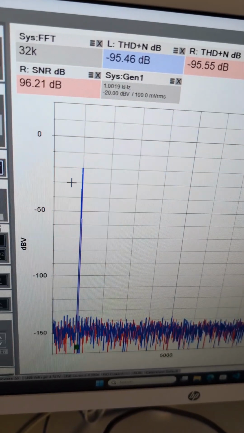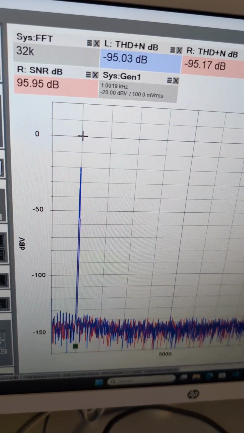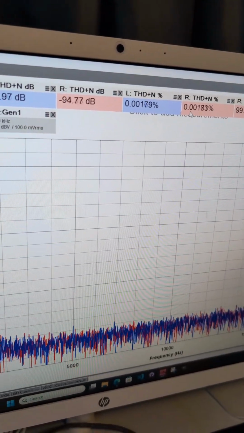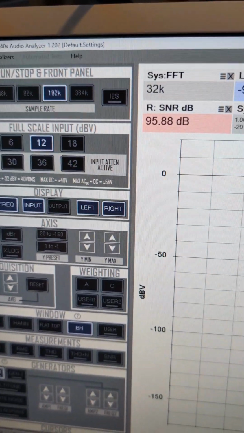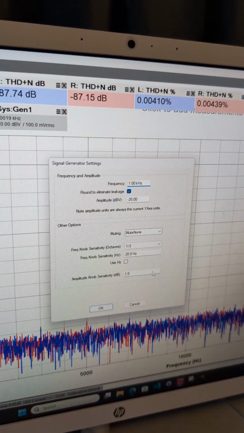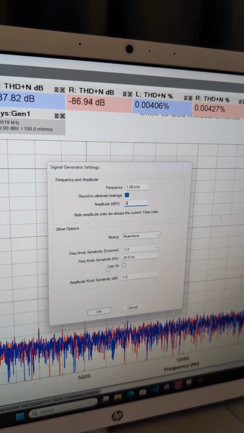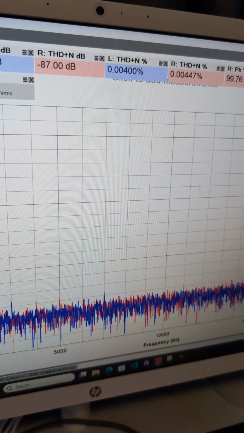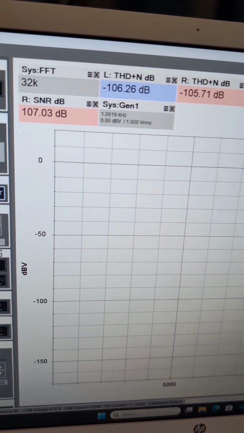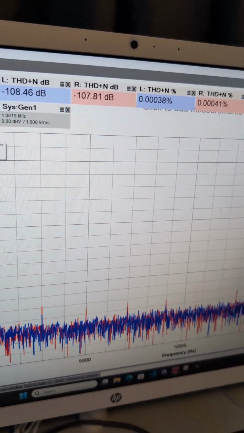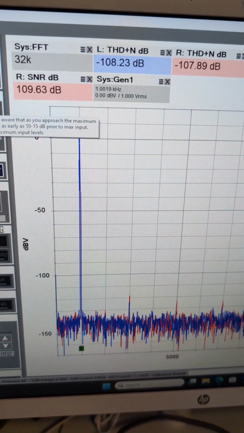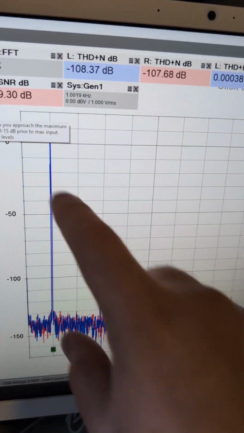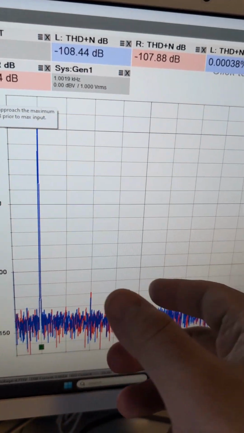If we were running a full volt RMS, which is 0 dBV, the amount that it jumps would be much smaller. We could test that theory by going 12 dBV. Let's put this at 0 and run the test again. So 0.003. See, it doesn't jump as much because our dominant signal is much stronger than our background noise.